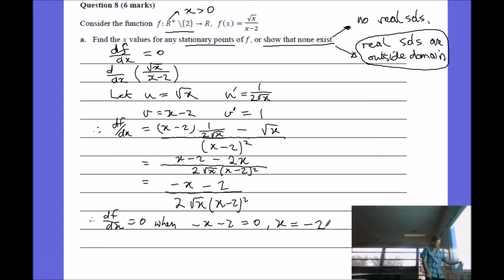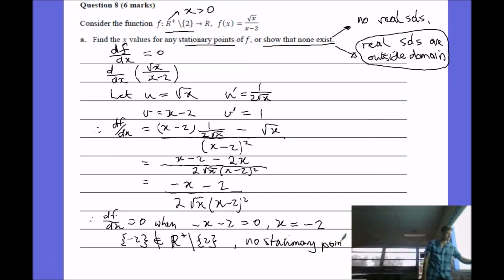Oh dear. So that means this element, -2, is not an element of our domain. Some notation to explain it. All right, and then we can say no stationary points exist. All right, there we have it.